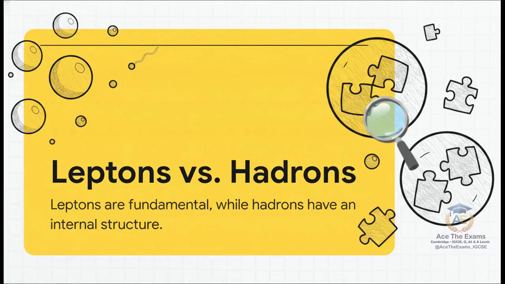Hadrons, on the other hand, are the heavyweights, like protons and neutrons. For a long time, we thought they were fundamental, but they aren't. Hadrons actually have a hidden internal structure. They are made of smaller puzzle pieces.